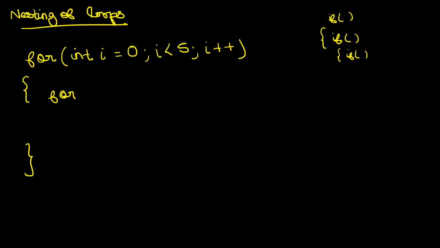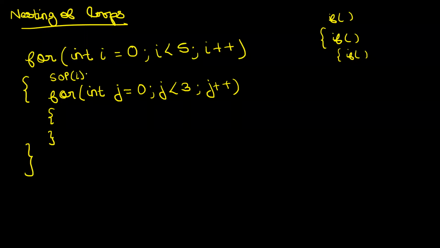Inside this for loop, I am writing another for loop. Let's say I write it like this: for int j is equal to, let's say, 0; j less than 3; j plus plus. And then inside this for loop, here I do an SOP i, and here I do an SOP j.